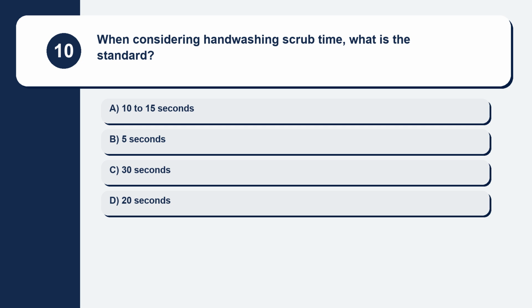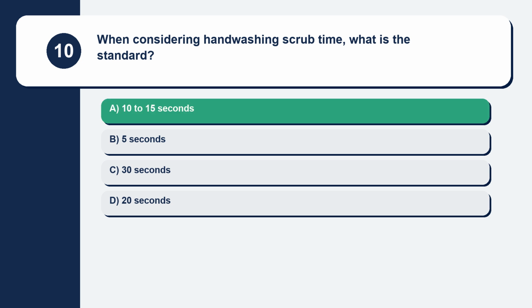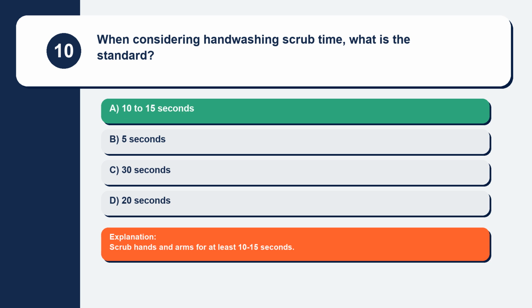Question 10. When considering handwashing scrub time, what is the standard? 10 to 15 seconds, 5 seconds, 30 seconds, 20 seconds. Scrub hands and arms for at least 10 to 15 seconds.